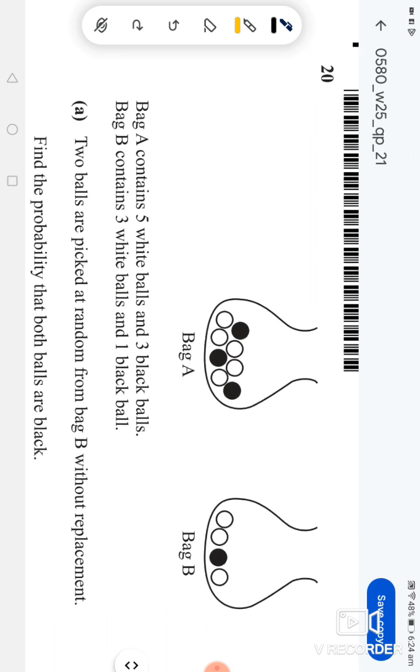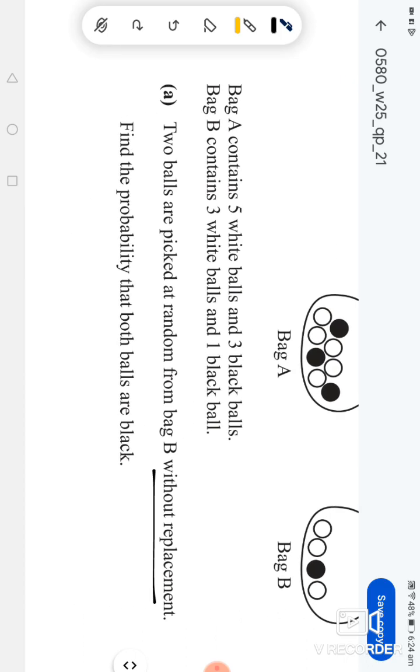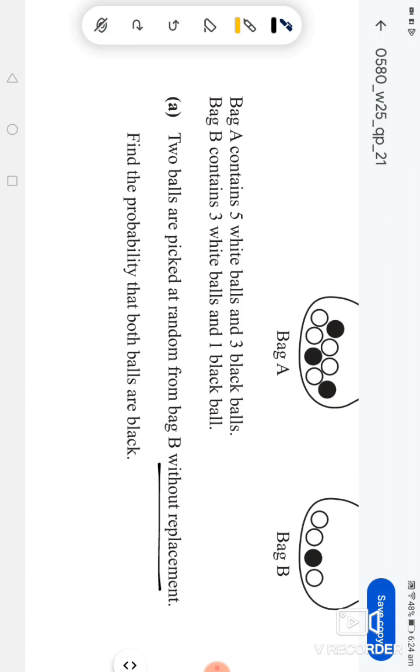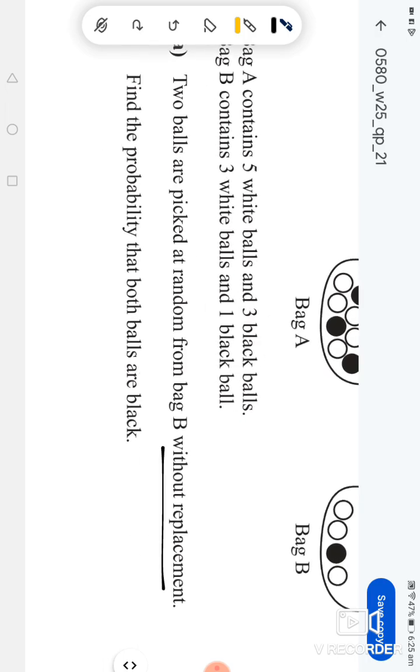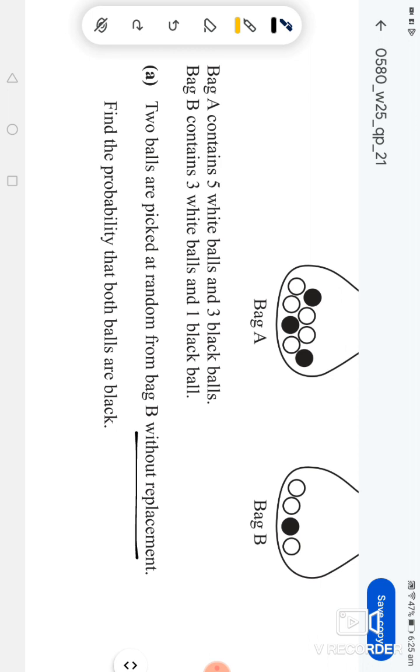Question 20. Bag A contains 5 white balls and 3 black balls. Bag B contains 3 white balls and 1 black ball. 2 balls are picked at random from bag B without replacement. Find the probability that both balls are black. Both are black, so the probability is 0.